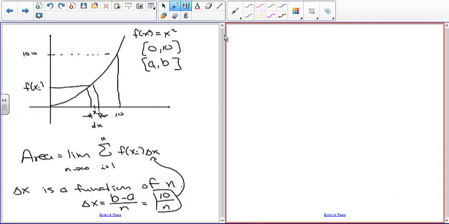The next thing you have to do is figure out what the function is in terms of n. Before you do that, you have to figure out what the x value is as a function of n, or a function of i, because i is going to increment. It's going to be a linear relationship here. It's going to be 0, because we start at 0, plus i times delta x.